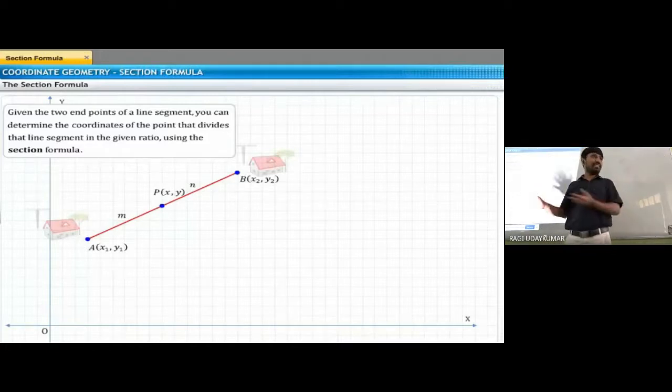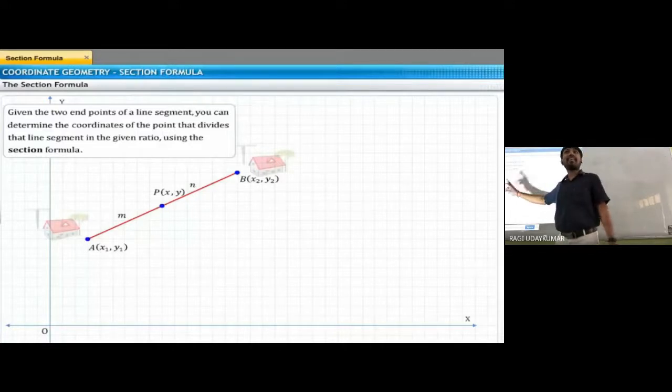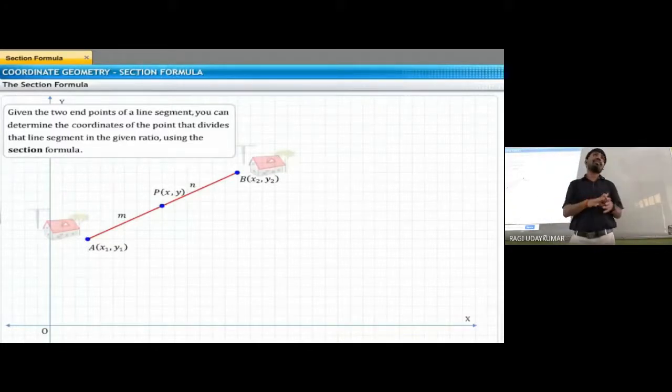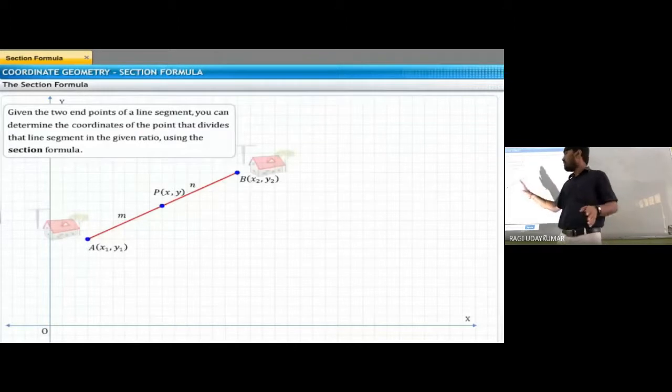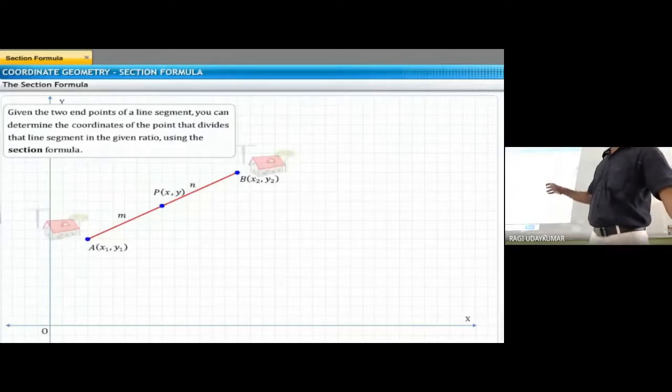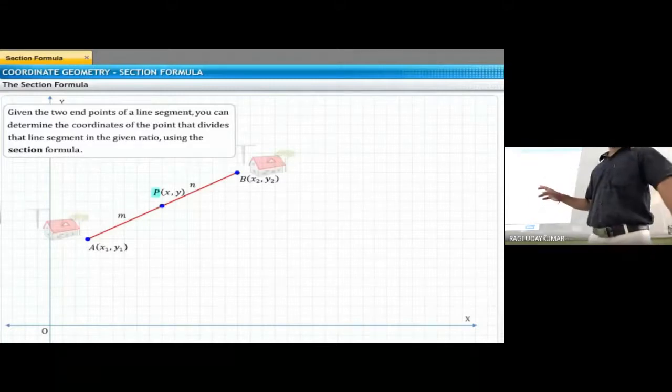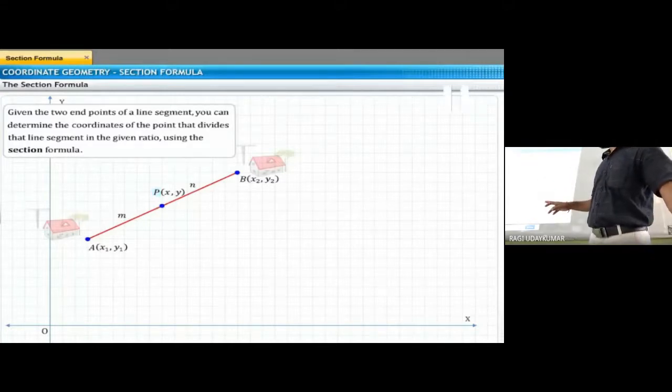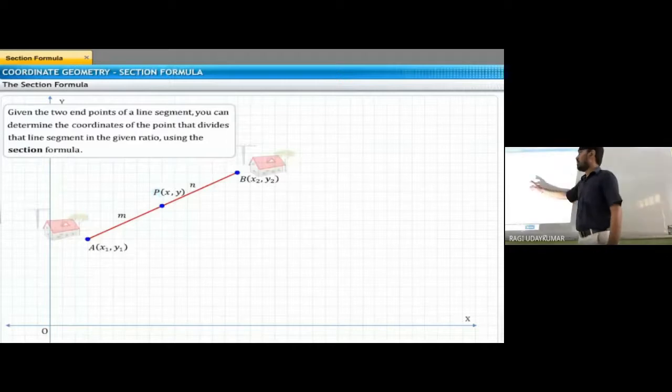Actually it is looking approximately like the midpoint. The assumption is that it looks like a midpoint. So for a midpoint, what can the ratio be? Can anyone tell me? 1:1. So the ratio is 1:1. Okay, so we will consider the point P. The point P divides the given line segment in the ratio m:n.